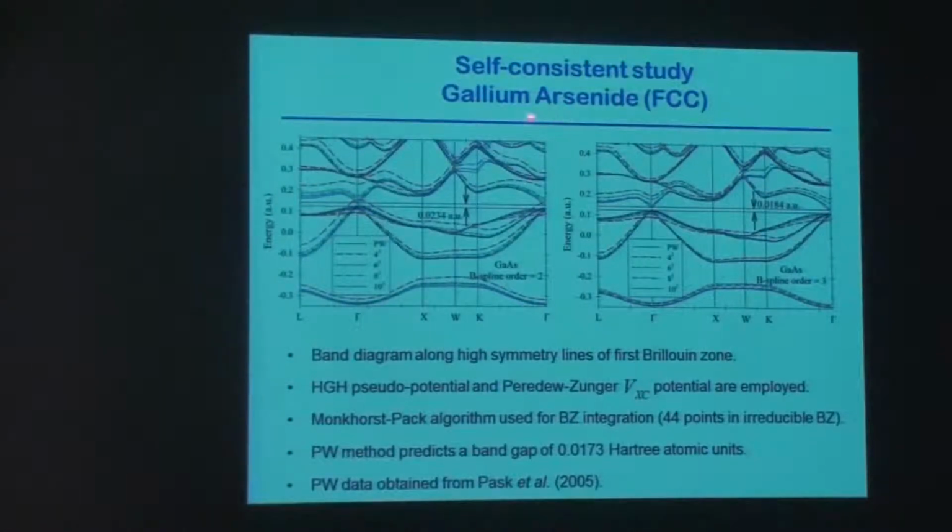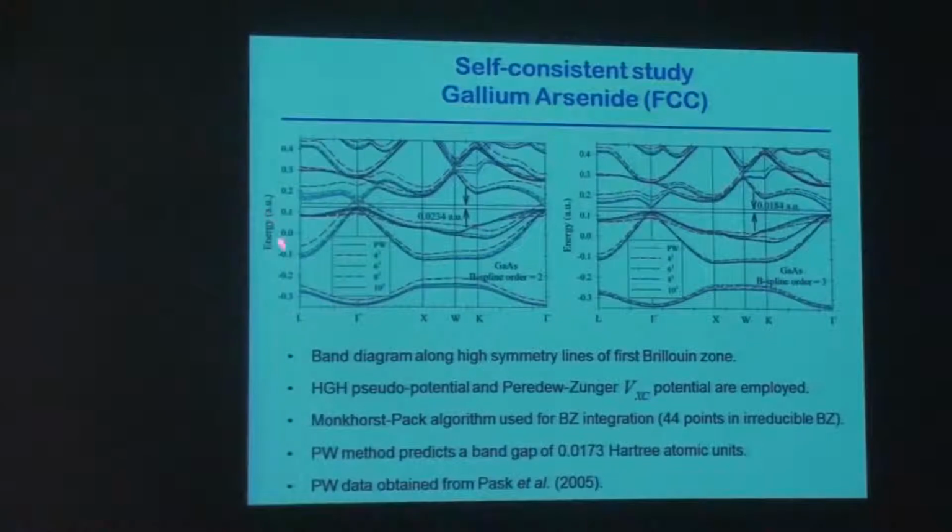This has a structure which is similar to silicon, with an arsenic atom in a location, so the vector is slightly different, but generally the structure is the same. It is an FCC crystal. Again, energy for different K values. Band diagram along symmetry lines for the first Brillouin zone. We have used the HGH pseudo-potential and the Perdew-Zunger potential for the exchange correlation potential in these calculations. Numerical integration uses 44 points in the irreducible Brillouin zone.